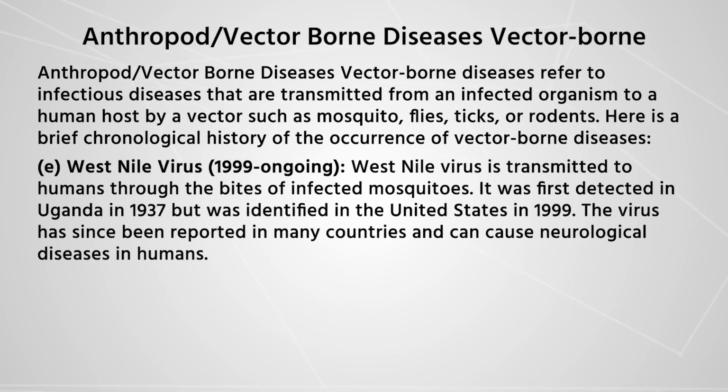West Nile virus, from 1999, it is also ongoing. West Nile virus is transmitted to humans through the bites of infected mosquitoes. It was first detected in Uganda in 1937 but was identified in the United States in 1999. The virus has since been reported in many countries and can cause neurological diseases in humans.